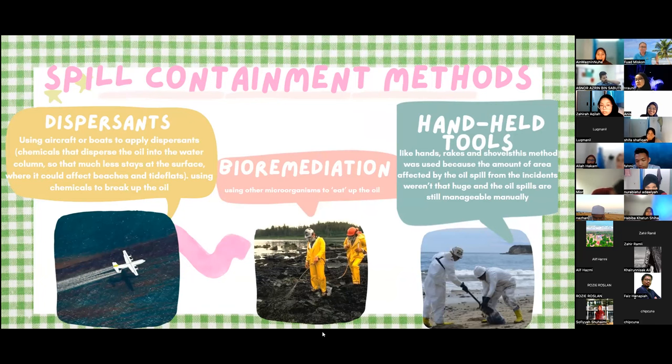Okay, this person is using aircraft or boats to apply a dispersant, which is a chemical that disperses the oil into the water column so that less stays at the surface where it could affect beaches and tide flats. So it is using chemicals to break up the oils, and Malaysia sometimes uses this and even has a guideline for this. All right.